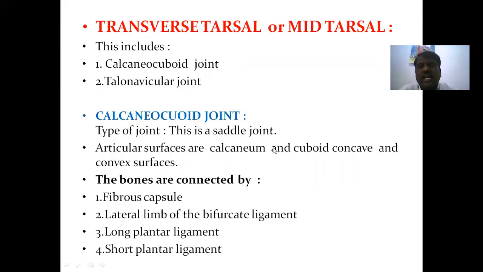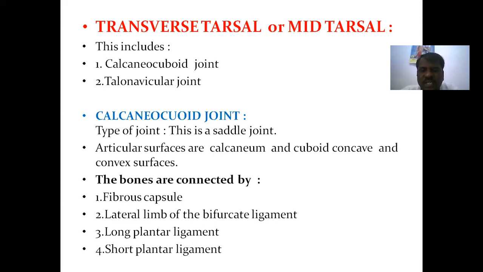Next is the transverse tarsal or midtarsal joint. One is the calcaneocuboid and the other the talonavicular joint. Here the important bone is the calcaneum, one of the largest tarsal bones. The calcaneum articulates superiorly with the talus, anteriorly with the cuboid bone, and the talus anteriorly articulates with the navicular bone. So the transverse joints here involve these bones, the calcaneocuboid and talonavicular joints.